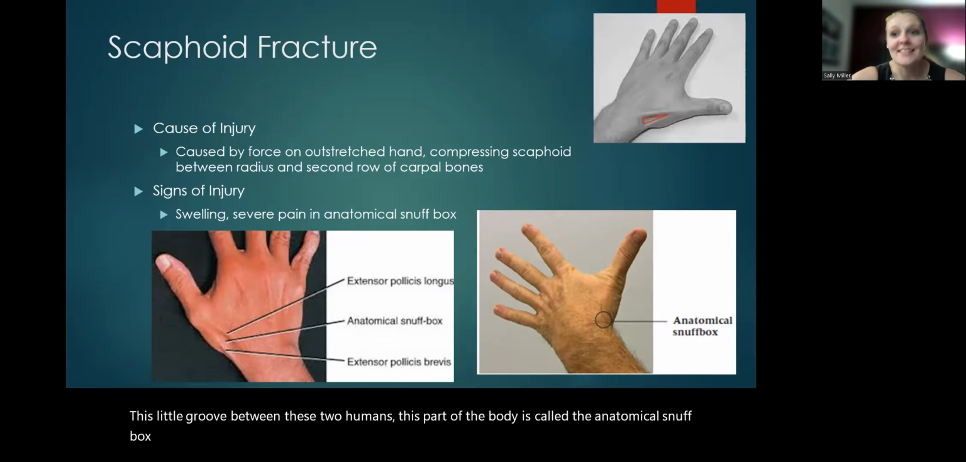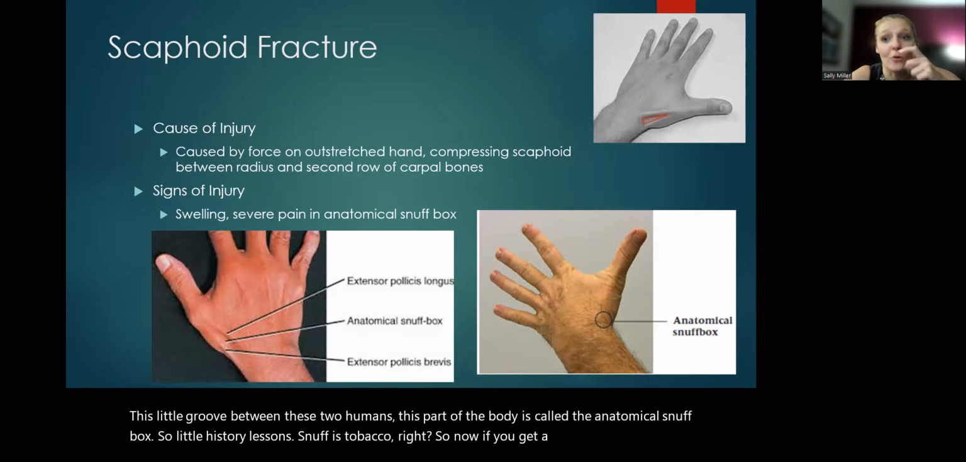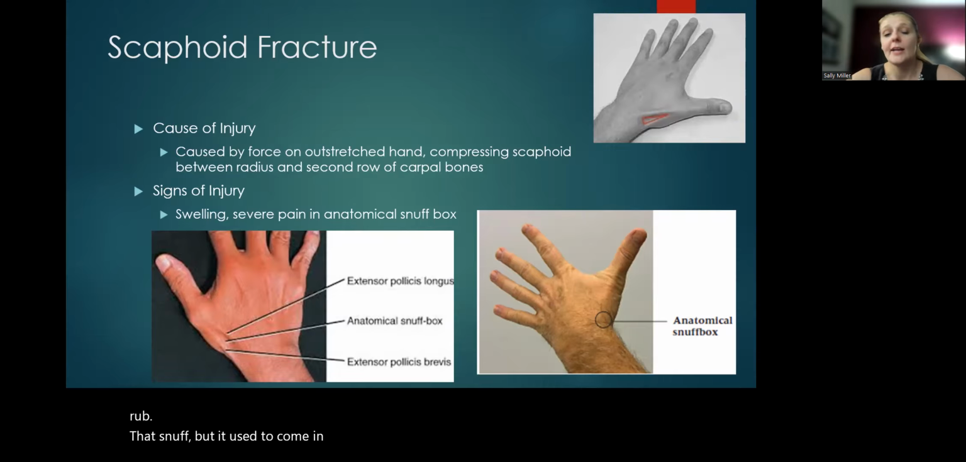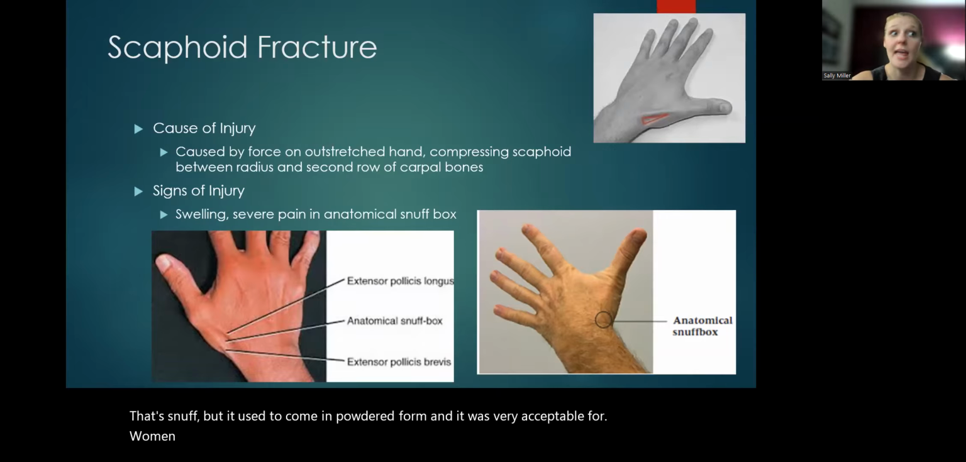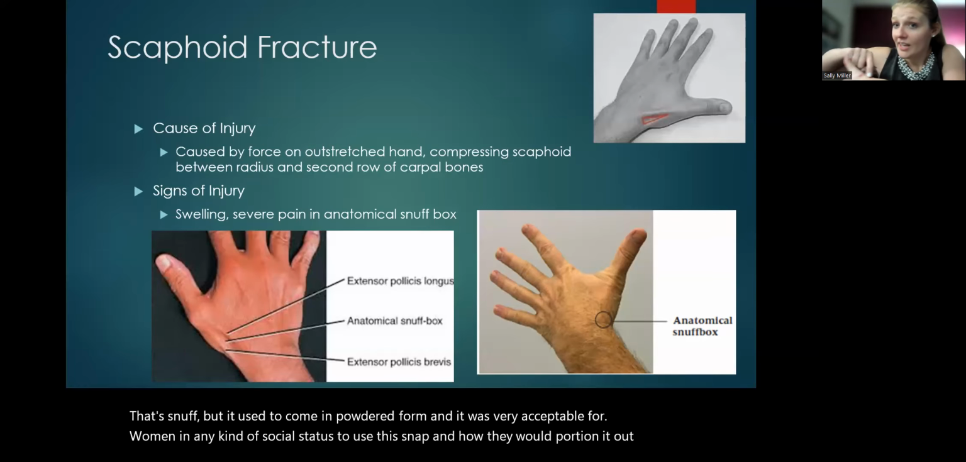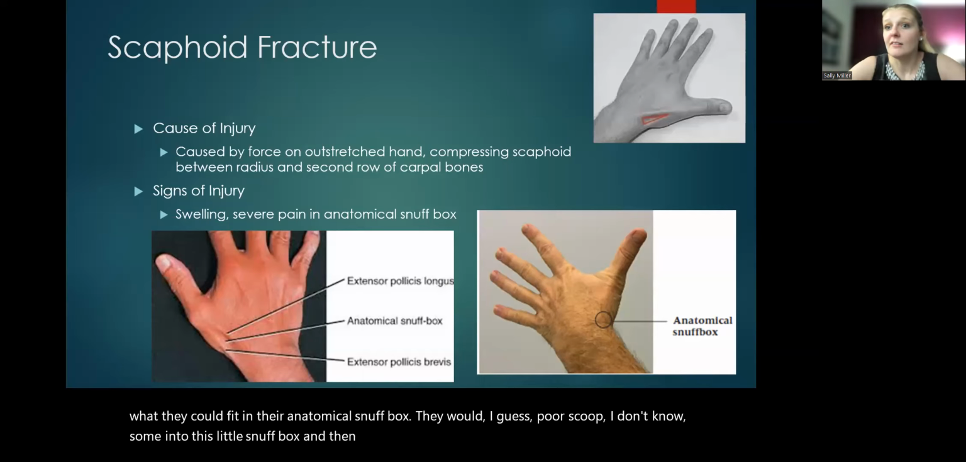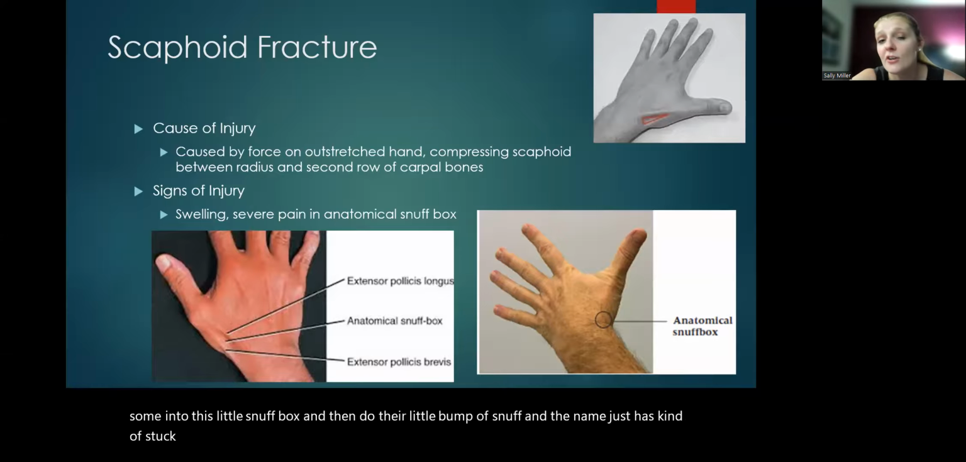So, little history lesson, snuff is tobacco, right? Now if you put a dip in or a rub, that's snuff, but it used to come in powdered form, and it was very acceptable for women in any kind of social status to use this snuff, and how they would portion it out would be what they could fit in their anatomical snuff box. They would, I guess, scoop some into this little snuff box and then do their little bump of snuff, and the name just has kind of stuck. So this can occur in anyone.